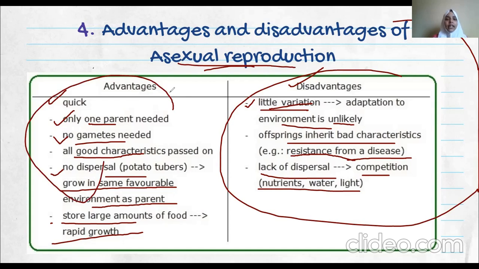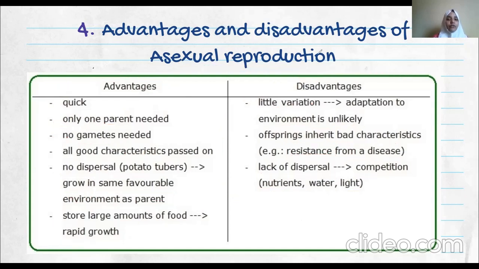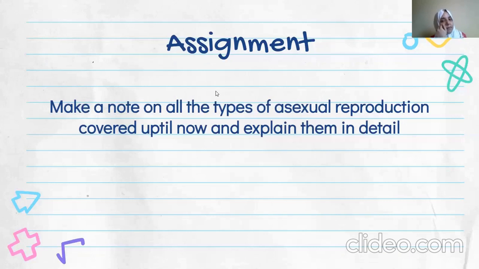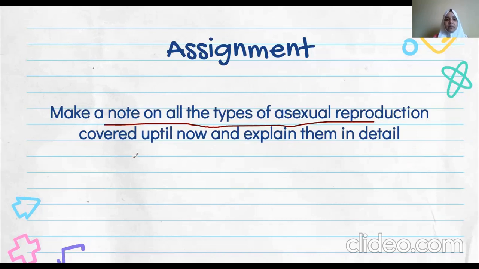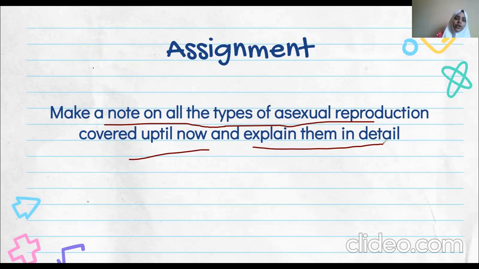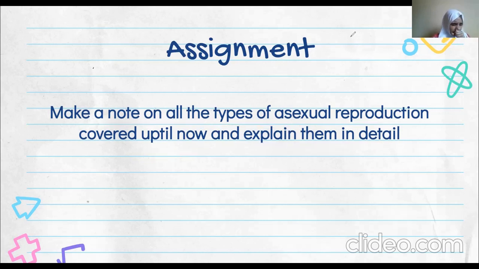Make a note of everything. Also make a note of the questions that come to your mind, and then we can discuss that in live class. So that's all for this video. I have included an assignment over here. What you're going to do is make a note of all the types of asexual reproduction that we have discussed up till now, and explain them in detail. You're going to make a proper note in your notebook, with the different types of asexual reproduction, their definitions, and their examples. So that will be in detail.